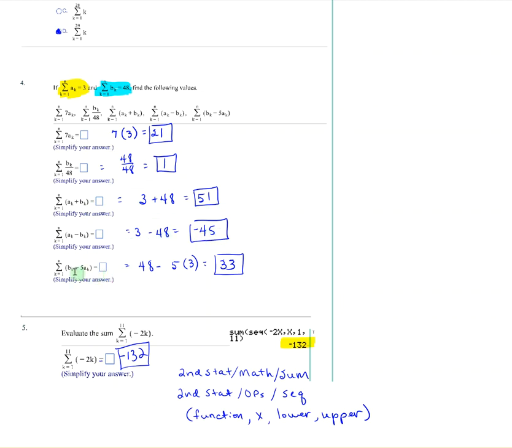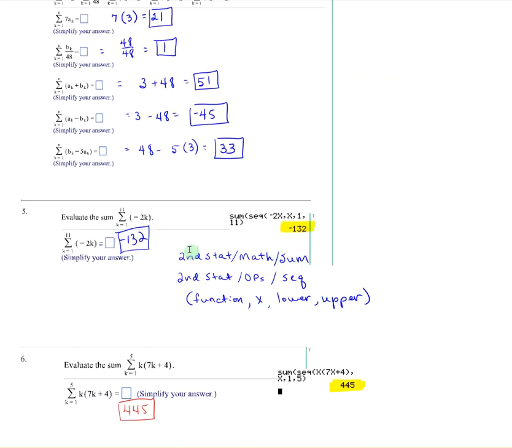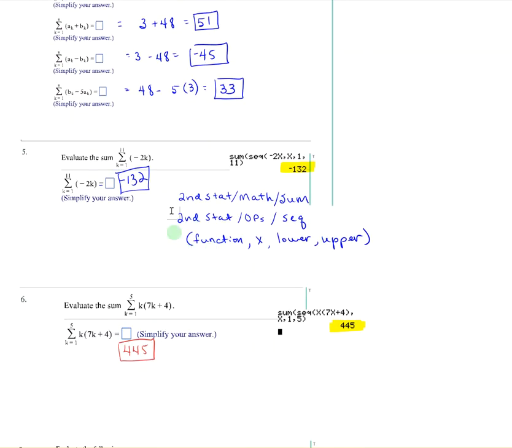And on this one, b sub k minus 5 of those, of a sub k. So 48 minus 5 times 3 is 33. So pretty easy. We're just manipulating some operations on those. Number 5, evaluate this sum. Now, I want to introduce how to do that in the calculator.